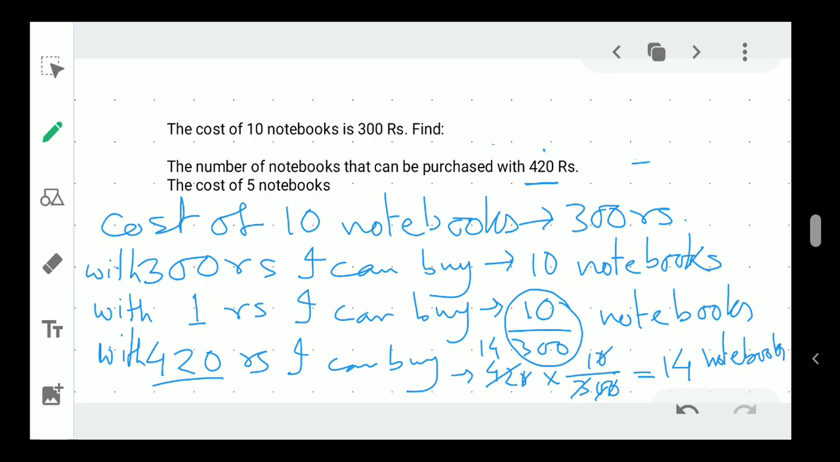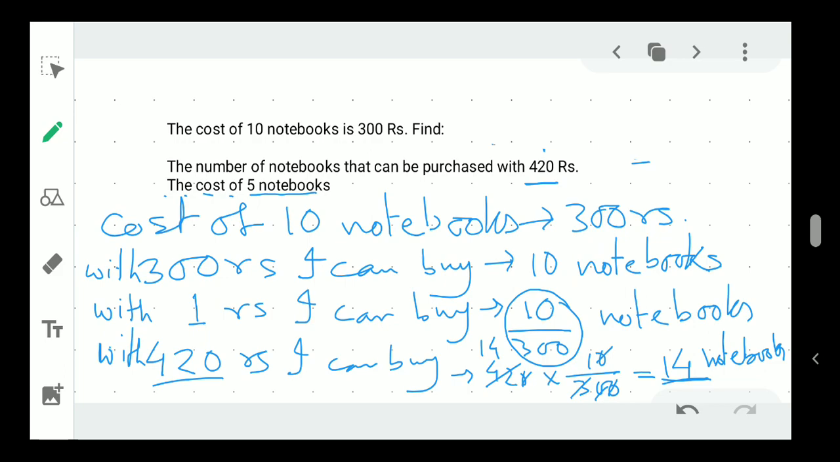So that means you can buy 14 notebooks with 420 rupees, whereas you can buy 10 notebooks with 300 rupees. So these maths we have to do like this. Now we also have to find the cost of 5 notebooks. So you can see easily that the cost of 1 notebook, I have to find out in that case. Do you know the cost of 1 notebook?